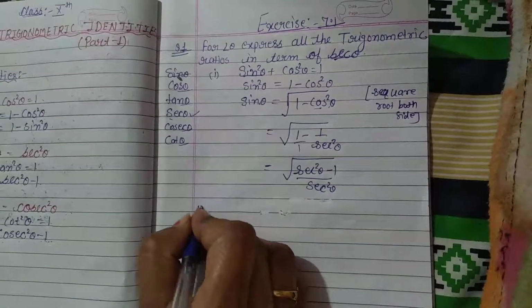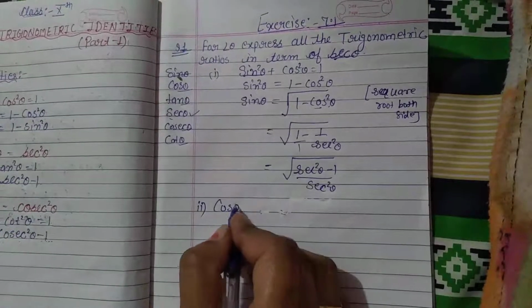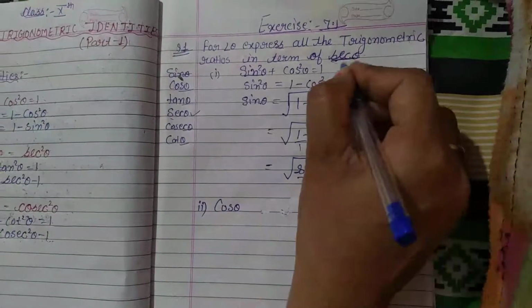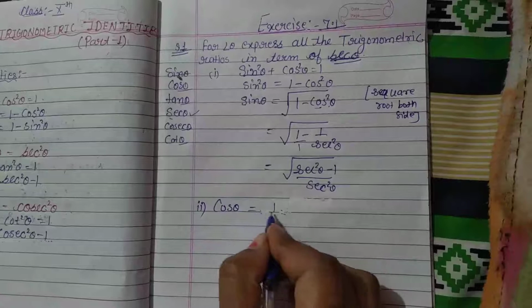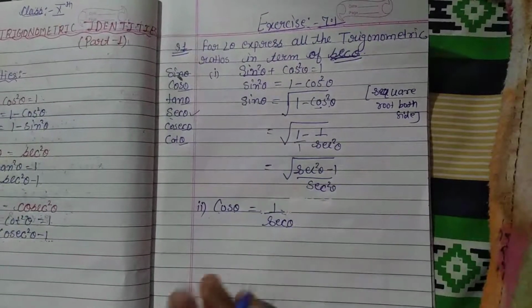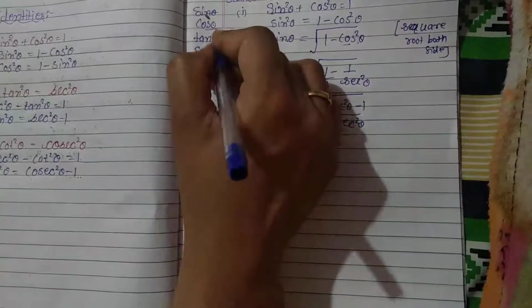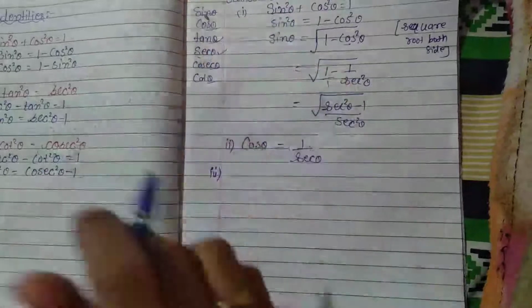Now the second part: we have to convert cos theta in the form of sec theta. Directly we can write that cos theta equals 1 upon sec theta, because cos theta is the reciprocal of sec theta.